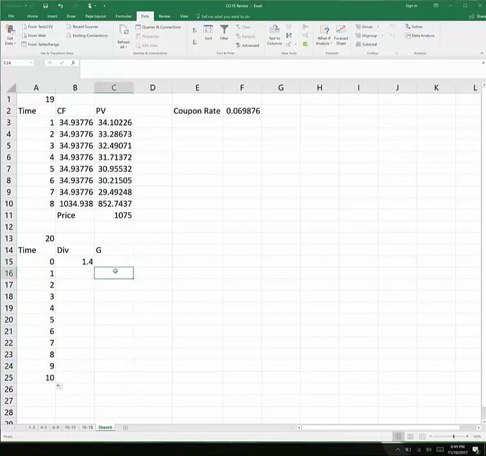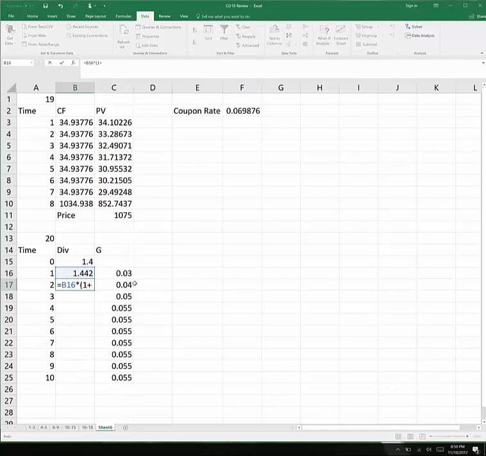And for our growth rates, we know we have 3, 4, 5, and then after that it's 5.5 forever. So we'll take our first dividend, multiply by 1 plus the growth rate, $1.44. Take the second dividend, multiply by 1 plus the next growth rate, and so on. So we can fill this down to get 229.